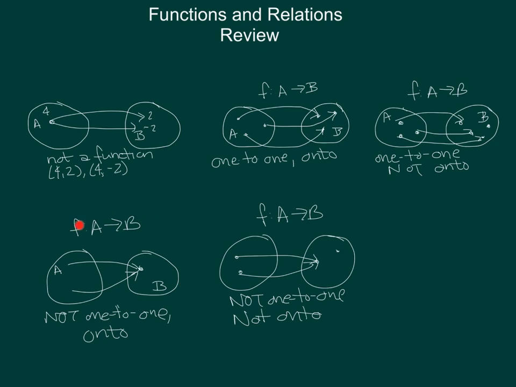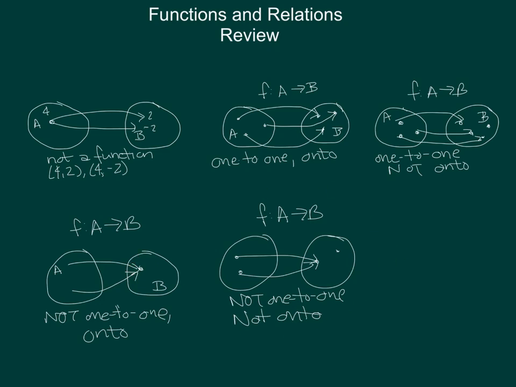This function here is not one-to-one, but it is onto. So it is a function because every element of A appears exactly once, but it is not one-to-one because there is an element of B that appears twice. And to be one-to-one, it has to appear at most once. It is onto, though, because every element of B has something mapped to it.